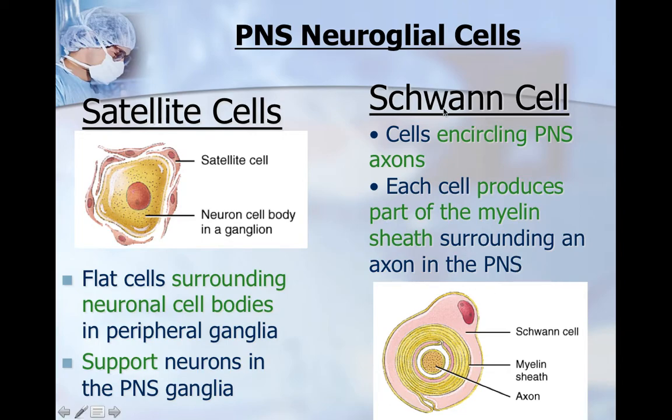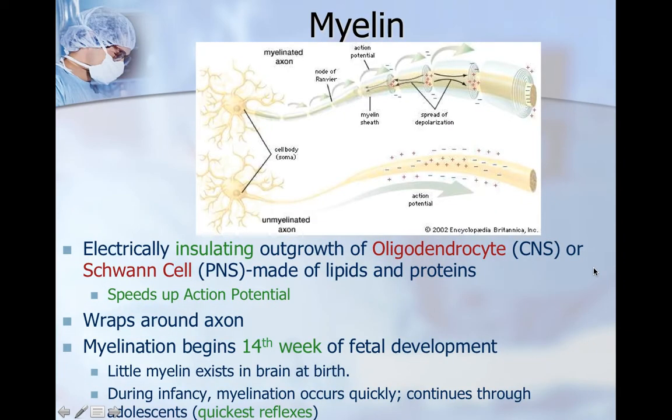Also, we have the Schwann cells. Essential question: Schwann cells are cells that encircle the axons of the peripheral nervous system. Each cell produces part of the myelin sheath surrounding an axon of the peripheral nervous system. All right, so you can see here that these are the neuroglial cells. There are 6 total neuroglial cells that you need to know for your future.